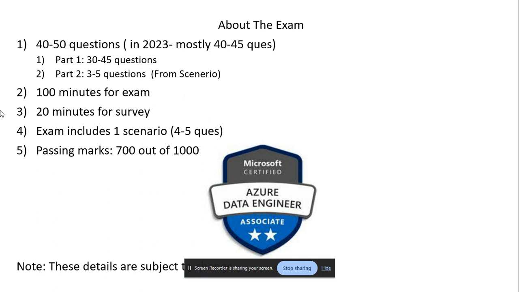Now coming to the passing mark for this particular exam. You have to score 700 out of 1000. Remember, it's not like one question is 3 marks or one question is 5 marks. Each question may have different marks, and you will never get to know how much each question is allotted. It's kept hidden, as simple as that.